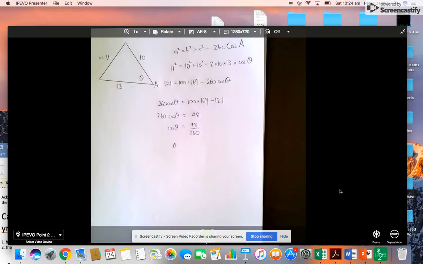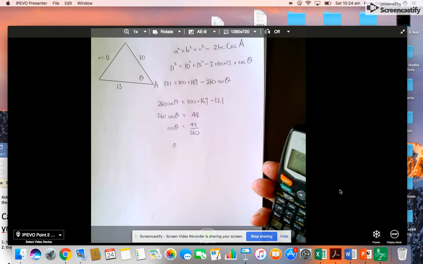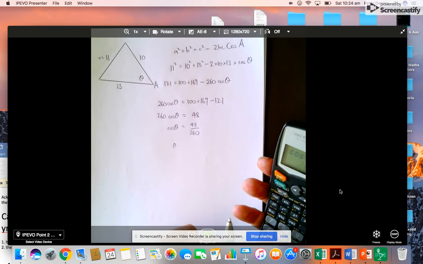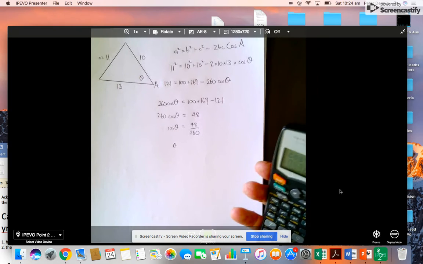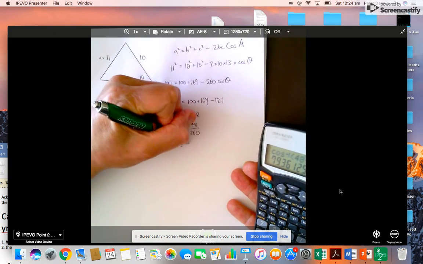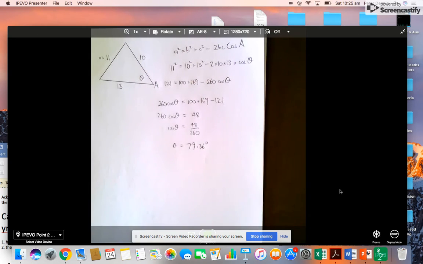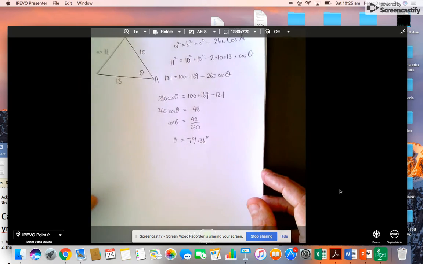And then it's just a matter of doing that on the calculator. Second function, cos, make sure we're in degrees or radians, whatever we want the answer to be in. 48 divided by 260, and that theta equals 79.36 degrees. Okay, and that's a nice simple one.